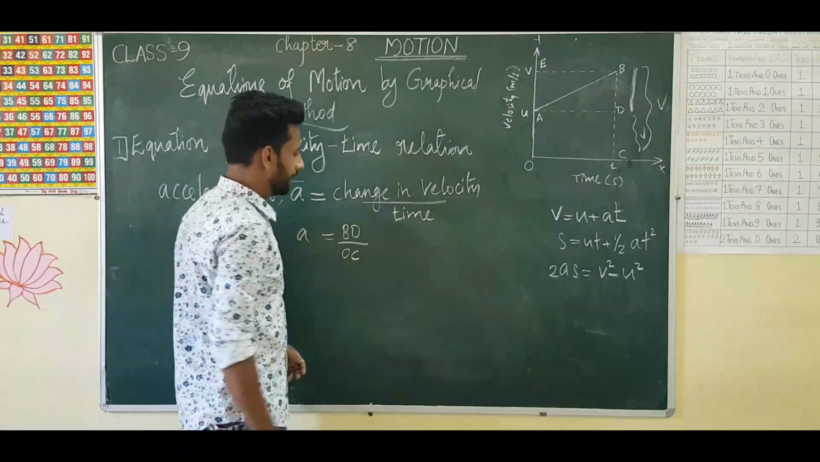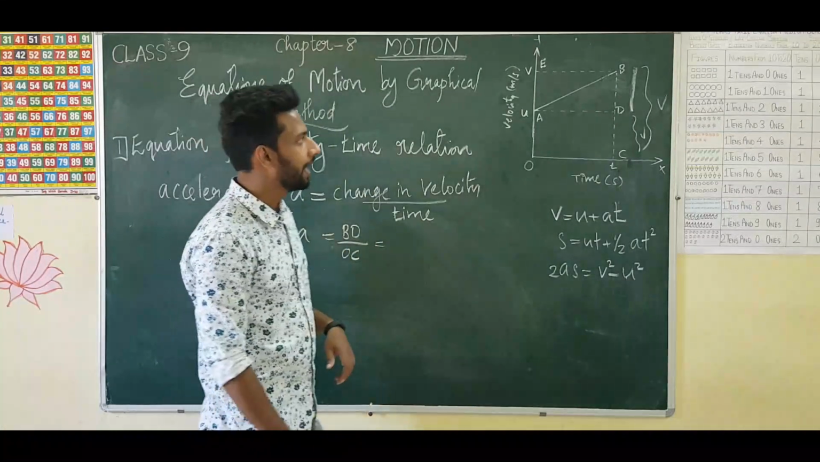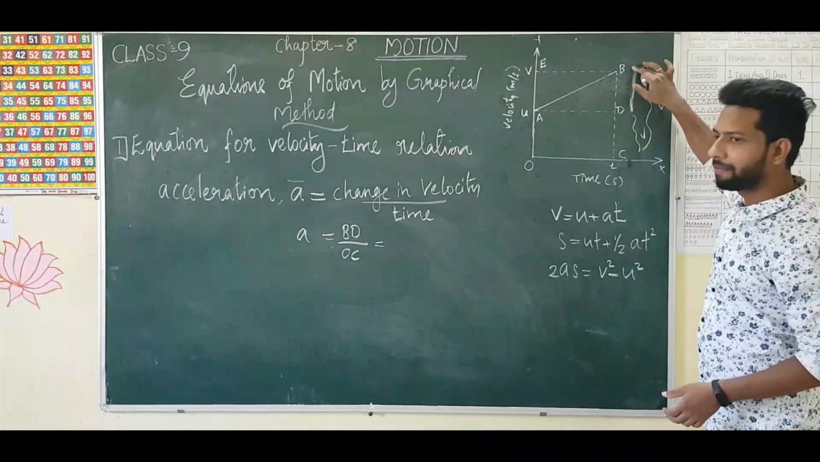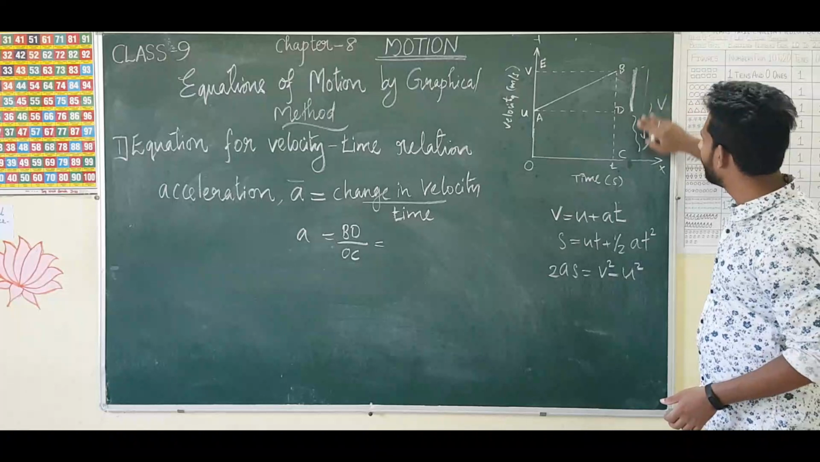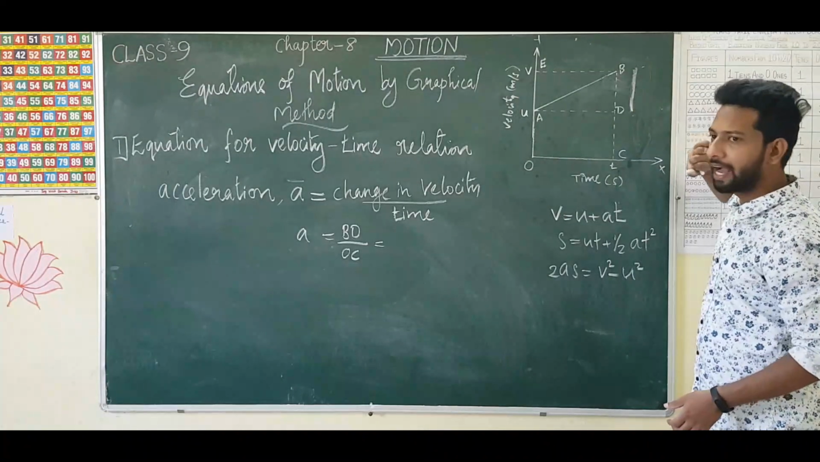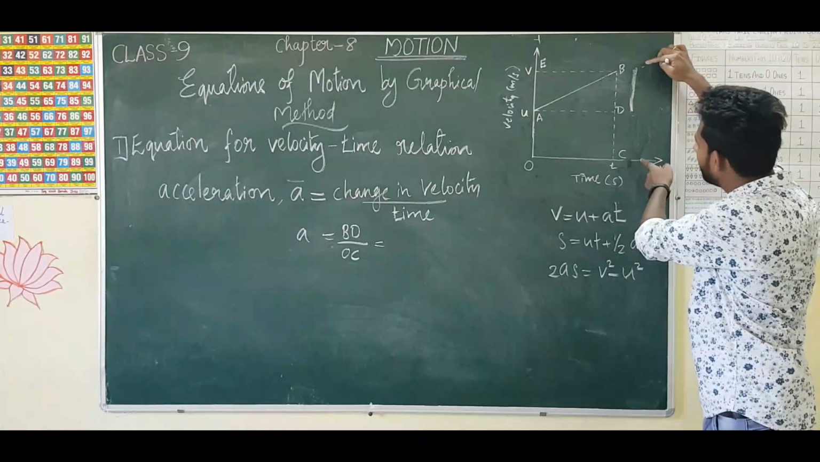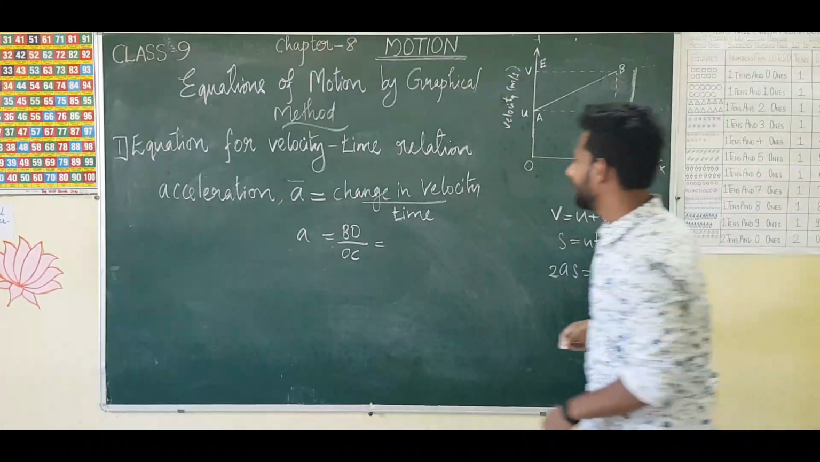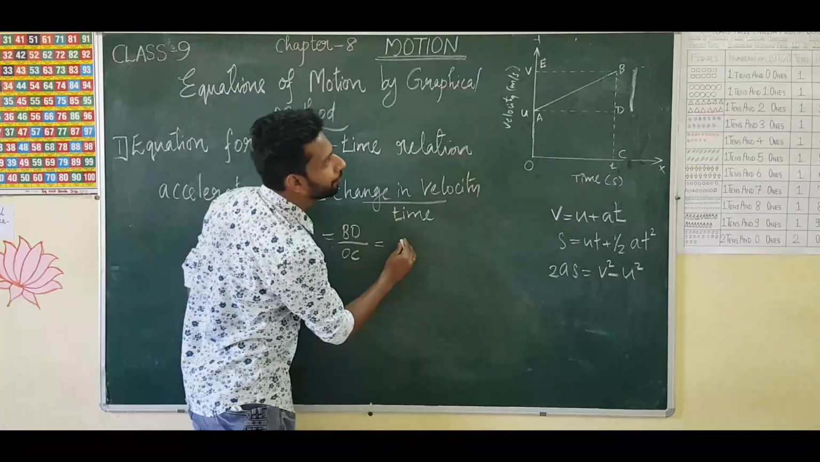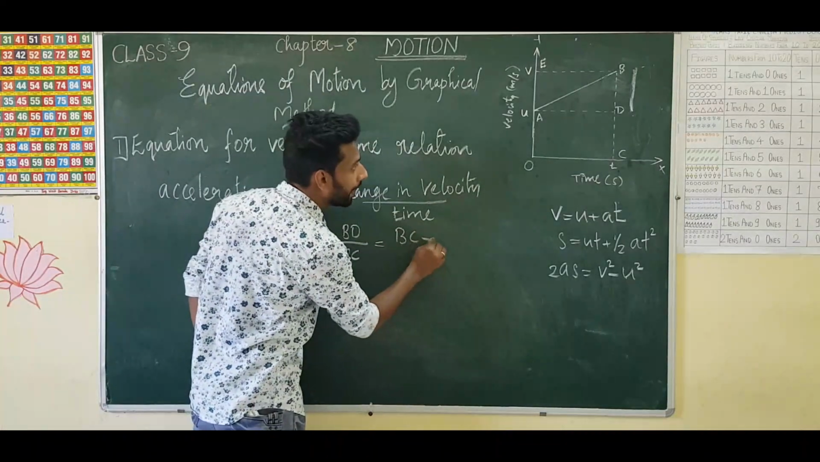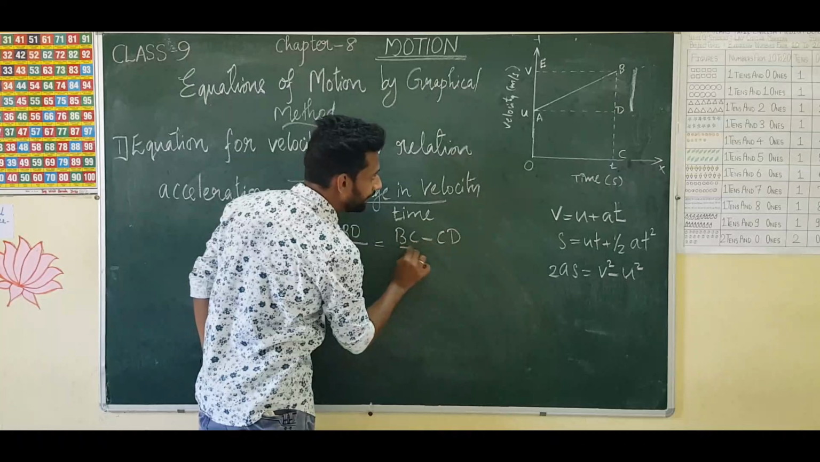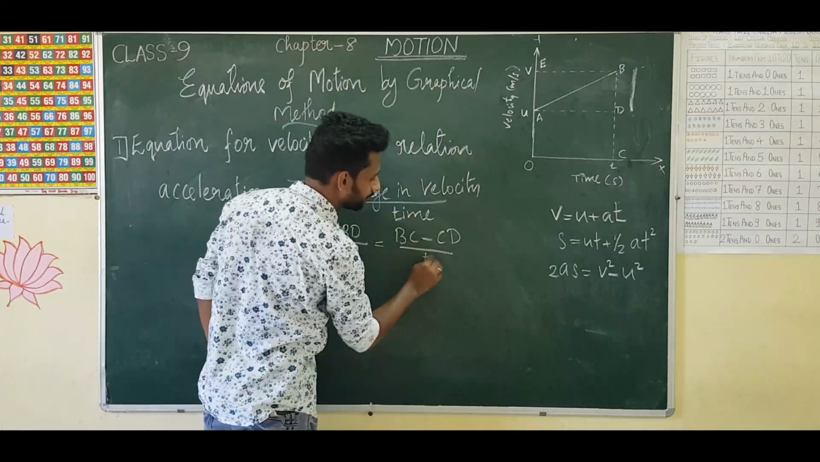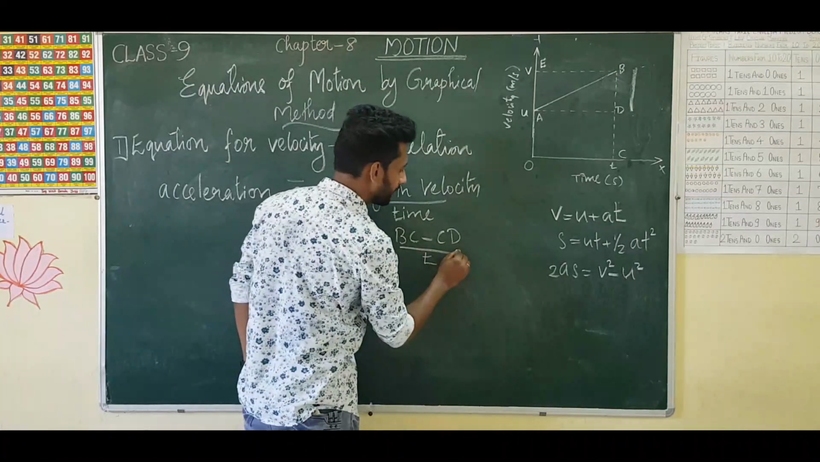Now we can replace this BD. How will we calculate BD? BD can be written as BC minus CD. If you want to find BD from the graph, we will take BC, then we will minus CD. So we can replace: a equal to BC minus CD divided by OC, where OC is equal to time t. Then now substitute the values.